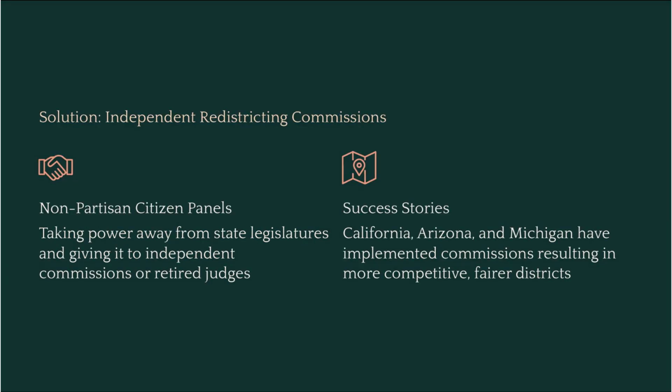Is there a way out? Yes. The most popular solution is independent redistricting commissions. The idea is simple. Take the pen away from the politicians. Instead of letting legislators draw their own lines, give the power to nonpartisan citizen panels or retired judges.